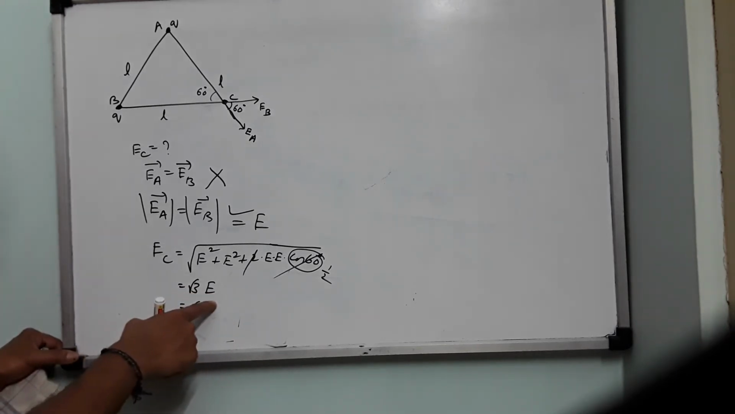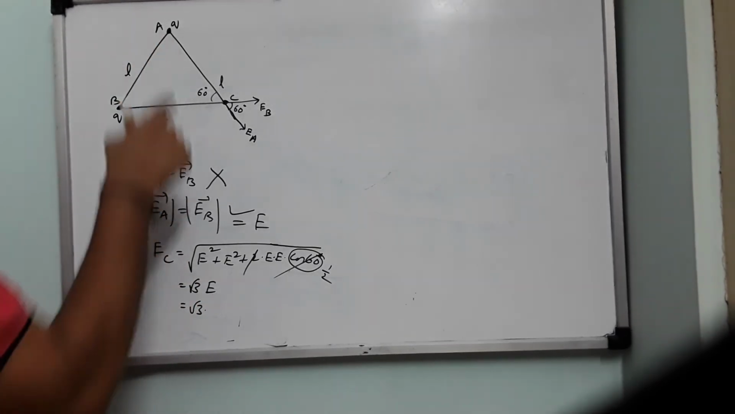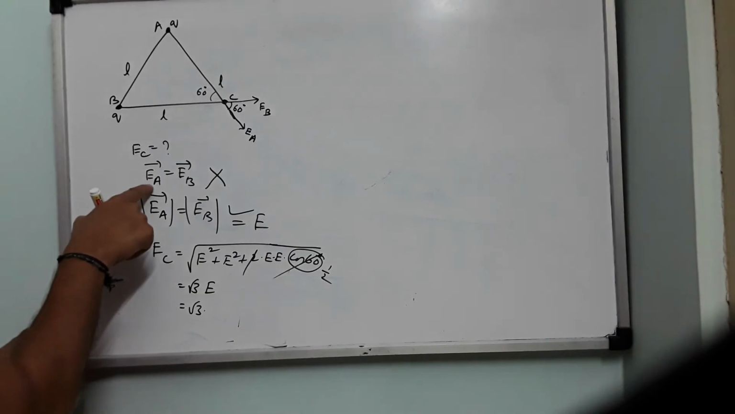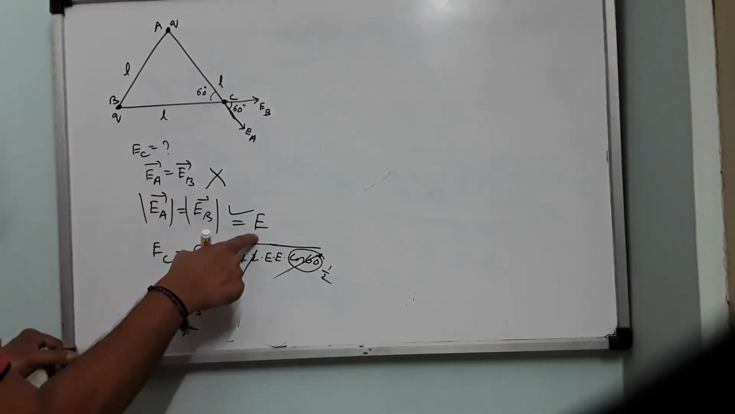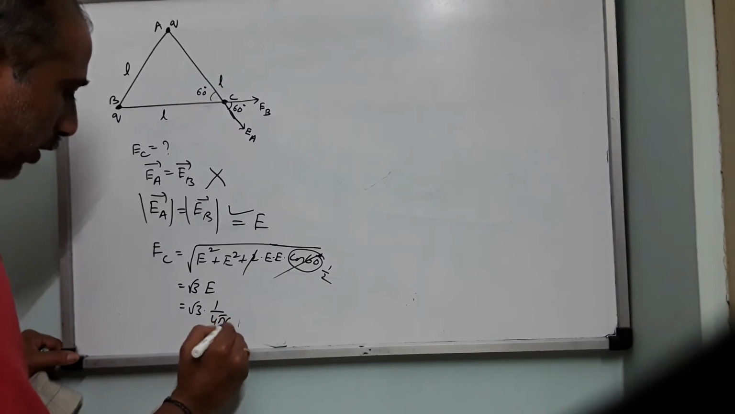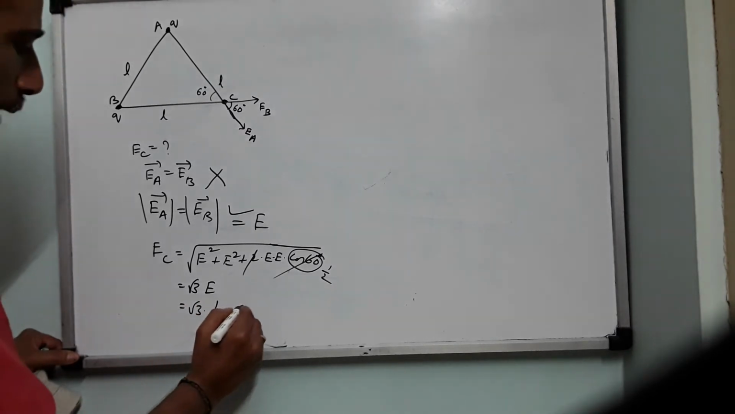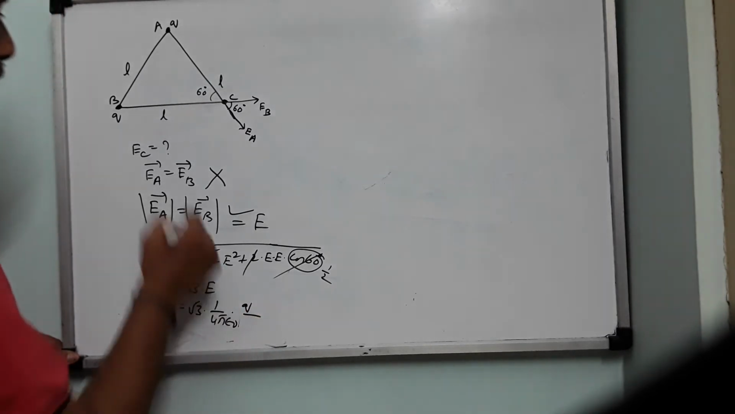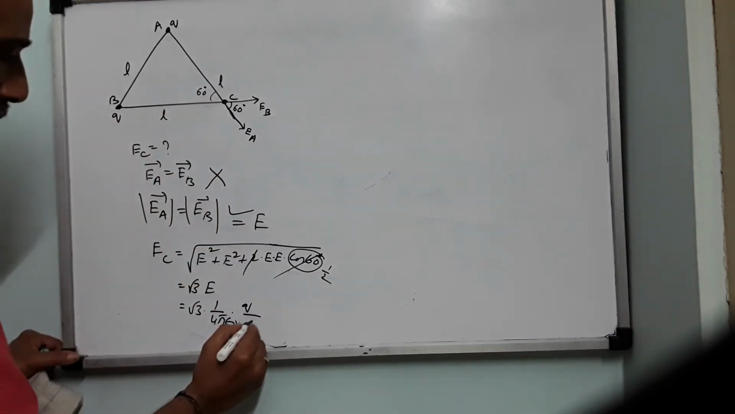So this is root 3 into E. E is nothing but the electric field produced by either B or A, either EA or EB, which is nothing but E equals 1 by 4 pi epsilon 0 into the charge magnitude, any one charge Q, divided by distance, which is L square.